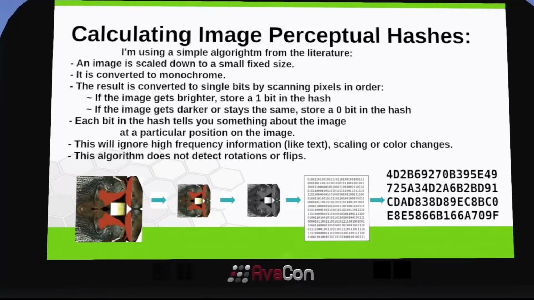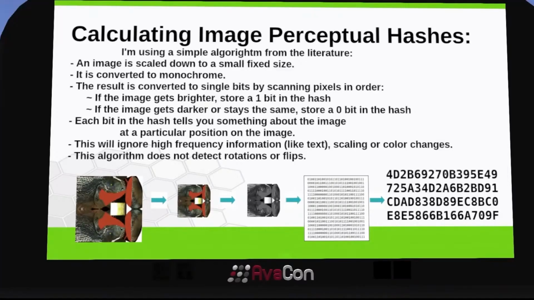It takes an image and it shrinks it down to a standard size, and then it turns it into black and white, and then it does an analysis of where the image changes by scanning it in a fixed order, and checking for where it gets brighter or dimmer and storing a 1 or a 0 bit. So this has the advantage that it's easy to calculate.